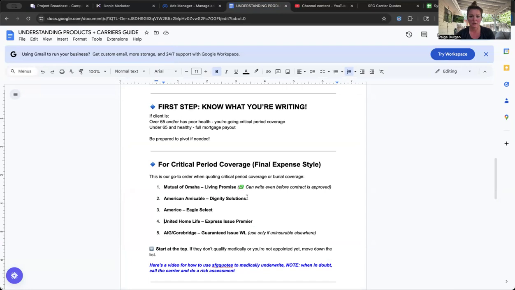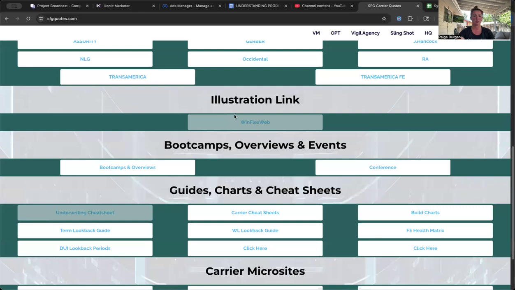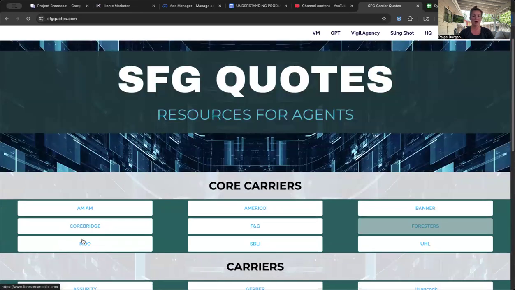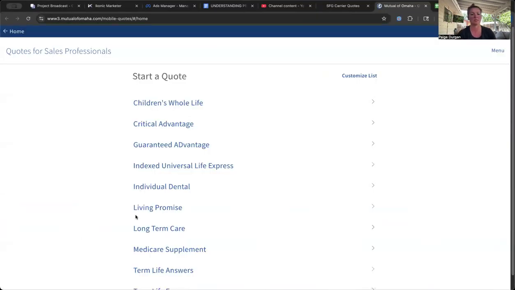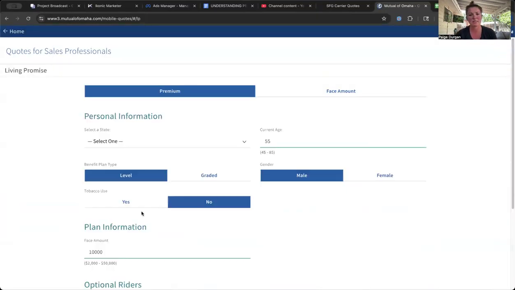American Amicable, is it good for all that? Yes or no? Okay, then move on down. You're just going to keep going down this list until you find the carrier that they're going to get approved for. Then you're going to quote the three options. So in this case, we did 9 months, 12 months, and a year and a half. So you run each of those options for, let's say, Mutual of Omaha Living Promise, and then boom, you're done. And you just do that by going back to SFG quotes, scrolling up to where you do Mutual of Omaha, and you put in the options here, the three options under Living Promise. So that's critical period concept.